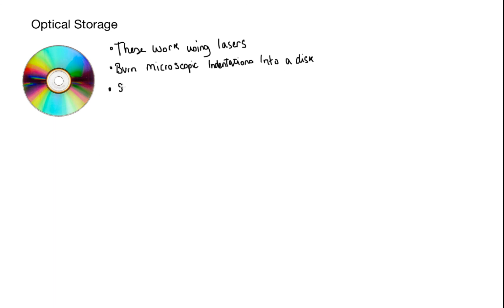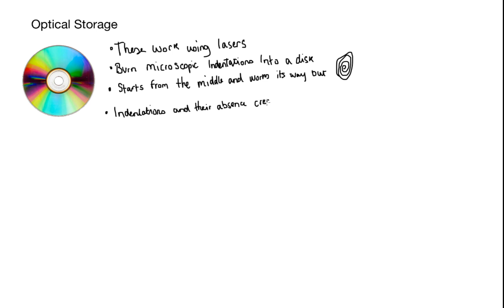And when we say optical storage, we're talking mainly about compact discs. These work using lasers, and no, it's not as exciting as it sounds. They burn microscopic indentations into the disc. They start from the middle and work their way out. Indentations and their absence create pits and lands. And basically, lands are 1 and pits are 0. So you can see how we represent our binary.